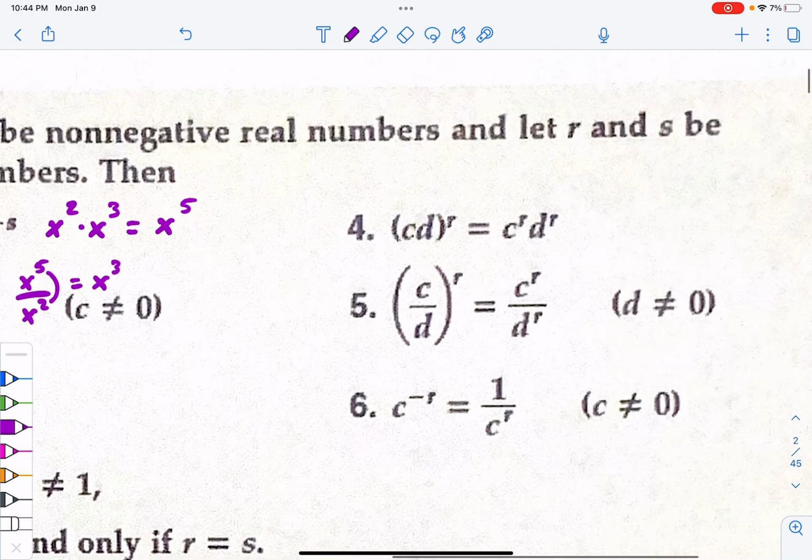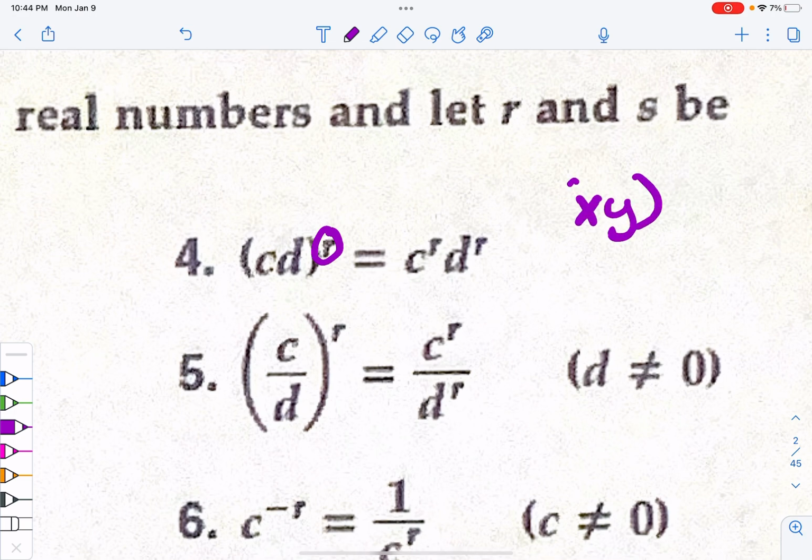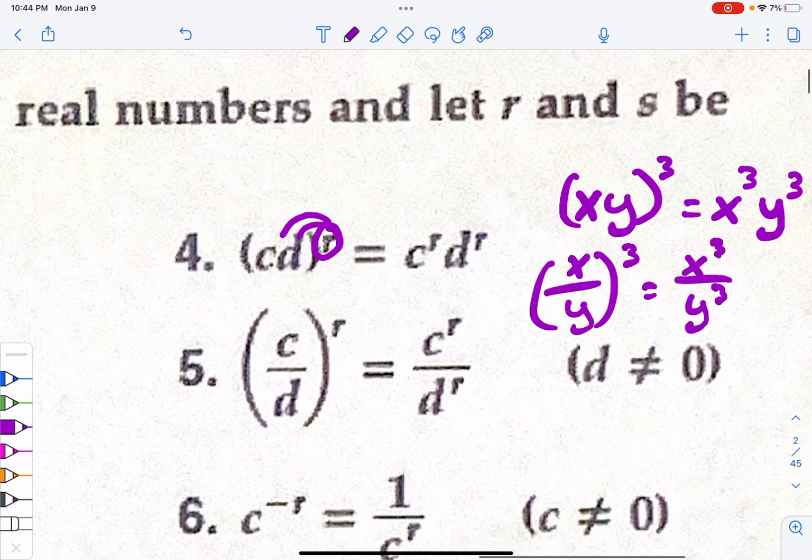All right, let's go over here to number 4. If you have an exponent outside, like xy to the 3rd power, that means x to the 3rd power and y to the 3rd power, okay? I distribute that through. Same thing if I have division. So if I have x over y to the 3rd power, that's x to the 3rd power on the top and y to the 3rd power on the bottom. So those are just the rules of distributing that exponent, okay?